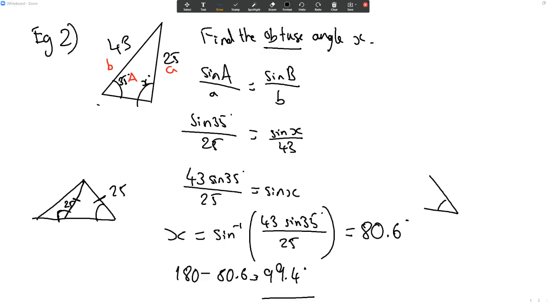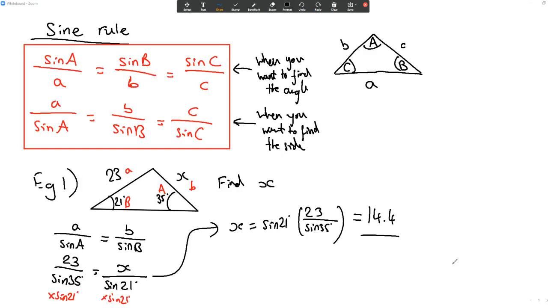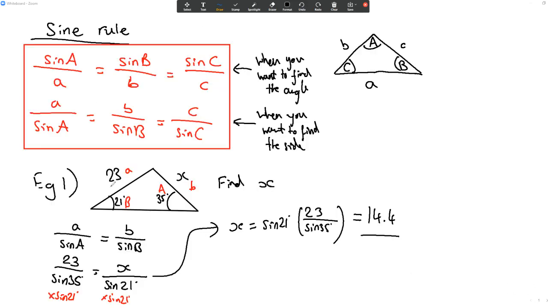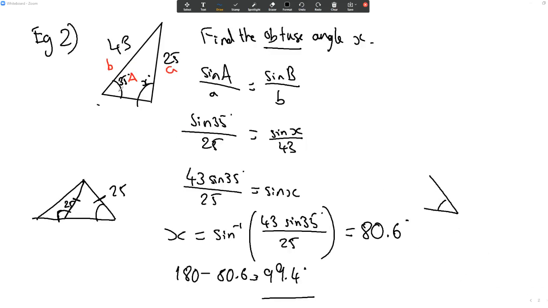Okay, so last time we had a look at the sine rule, and we did a few examples, one on finding a length with the sine rule, and one on finding the angle, and making sure that we're finding the right angle, whether it be acute or obtuse. Now we're going to look at our last two rules in this video.